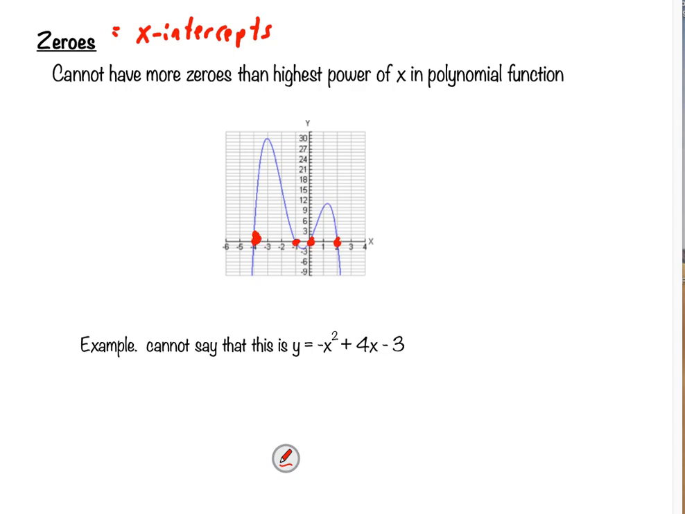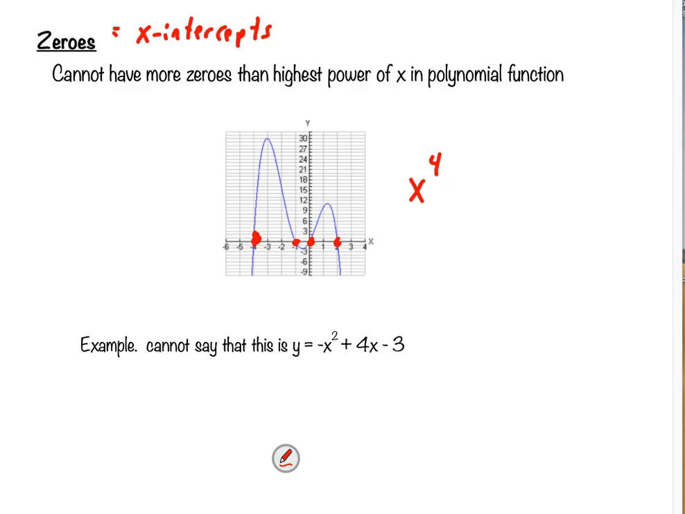So there are 4 zeros minimally. So we cannot say that this is negative x squared plus 4x minus 3, because minimally I see the zeros there, and I know I have to have an x to the 4th. Because you cannot have more zeros than the highest power of x in the polynomial, and the highest power of x there is 4. So you can't have more zeros than the highest power.